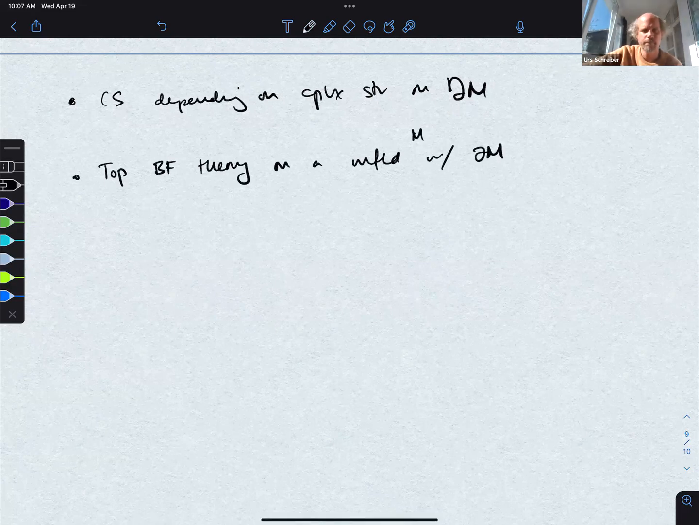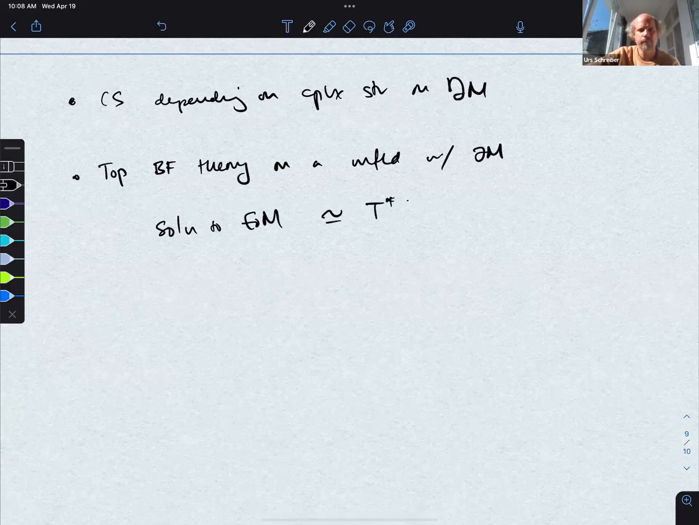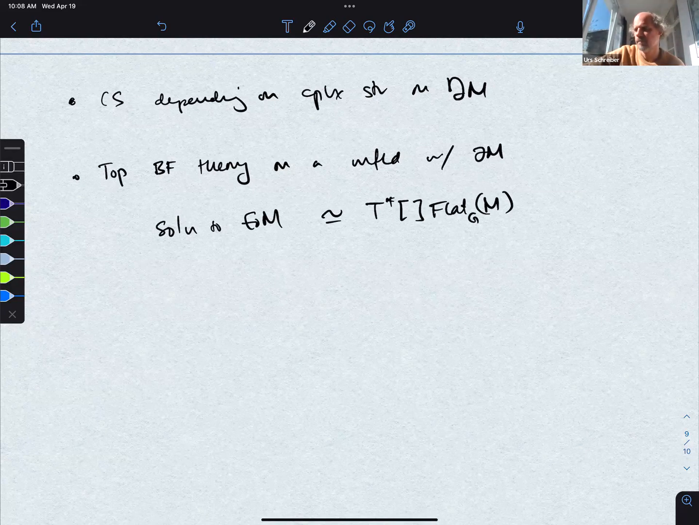And this could be any dimension, because it's topological BF theory. So what is BF theory? The solutions to the equations of motion look like a shifted cotangent bundle to flat G bundles on M. I'm not going to get the shift right.